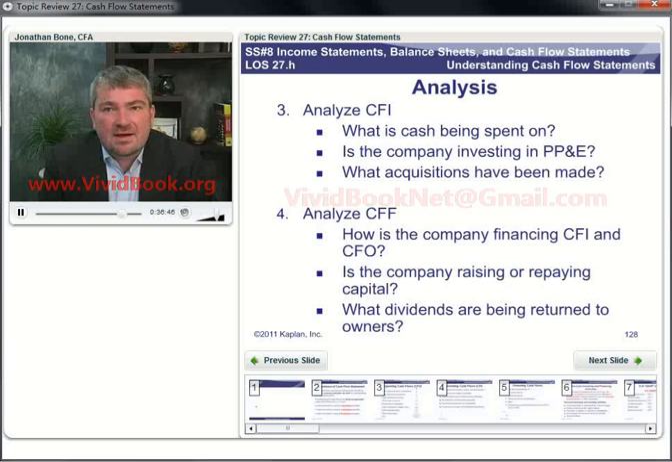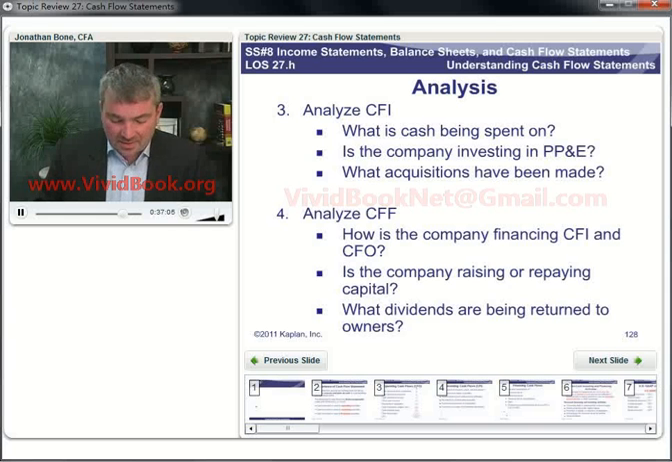CFF, now of course we need to know how the company is financing its capital expenditure and CFO, and of course we can see if it's raising debt or equity. Again, of course, we can see whether the company is raising or repaying capital, and of course any dividends that are being returned to the owners.